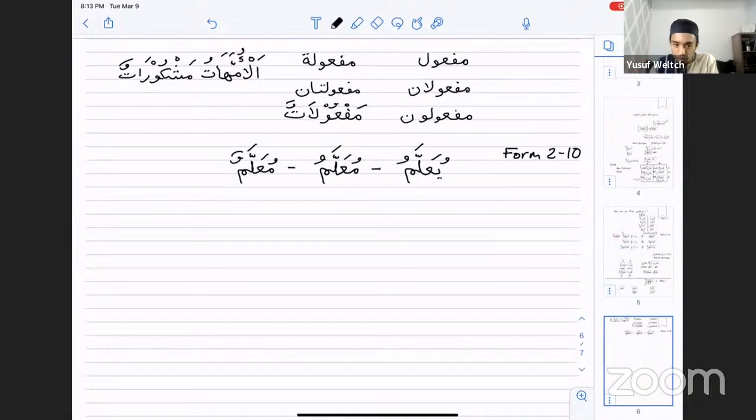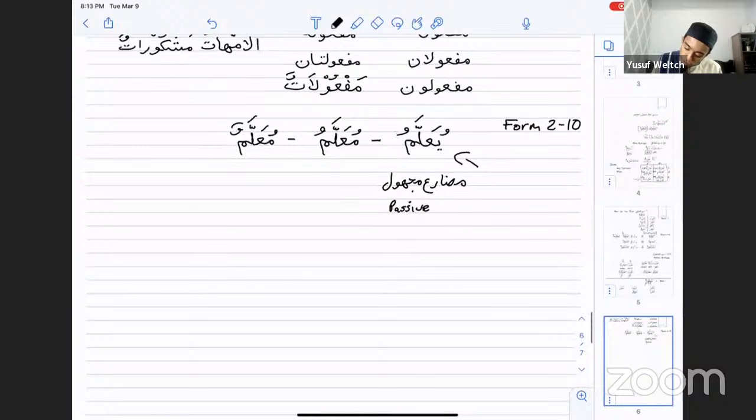That's perfectly fine. So the student is the mu'allam, the one being taught, whereas the teacher is the mu'allim, the one teaching. So it's made out of the mudari', just like the ism al-fa'il, the active participle, except that it's not made from the mudari' ma'ruf. It's made from the mudari' majhul. It's made from the passive present tense, or the passive present verb.